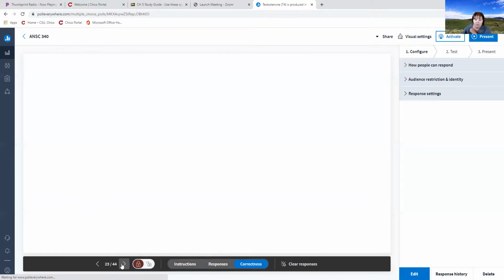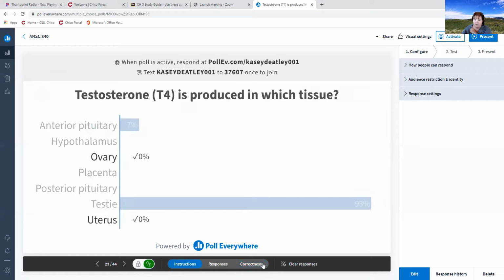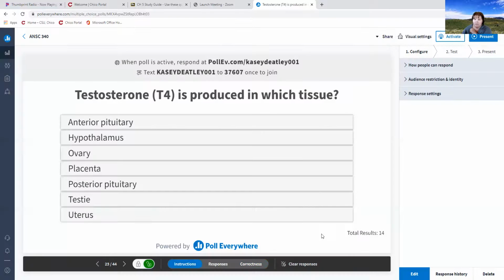All right. I think I got a couple more here. So we'll unlock instructions, clear responses. Testosterone is produced in which tissue? I hope I get this one right. I hope so too, especially since I'm a dude. You said it, not me.